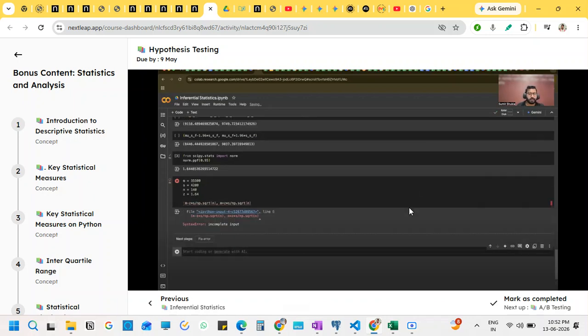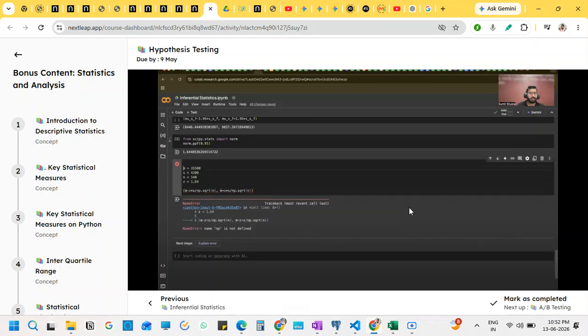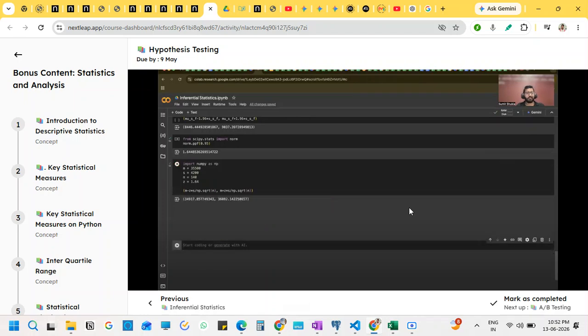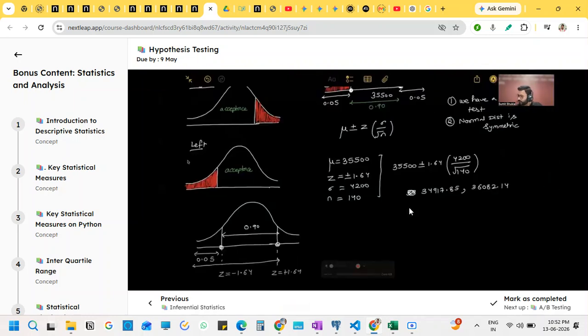Let's calculate mu. Okay, this is incomplete. We haven't imported numpy also. Let's import numpy as np. So we have, let me write down the value. The value is 34917.85 to 36082.14. Now this is the range.